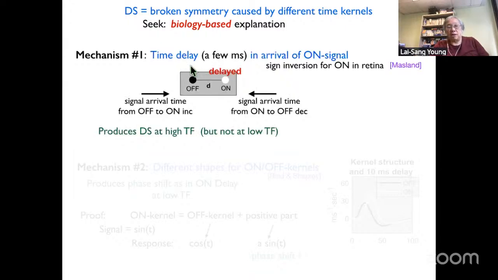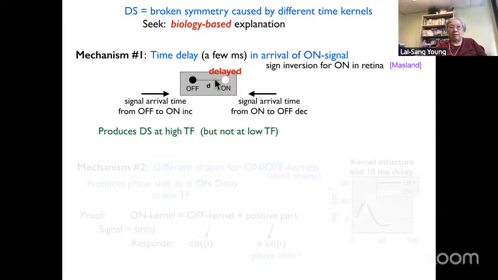The first one is kind of an obvious one: if you look at the retinal circuit, the on signal has to go through some extra loop, causing the on signals to arrive on average a little bit late. Now that is a very clear way to break symmetry. So if this one is delayed, when it comes from this way, it's as though these two are farther apart, right? And when it's coming from this way, it's as though these two are closer. The symmetry is clearly broken.